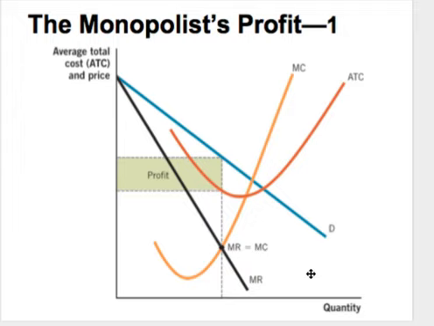Now we're going to finally put all of this information together to figure out how to calculate a monopolist's profit. So here we have the case where the monopolist has the downward sloping demand curve as well as the downward sloping marginal revenue curve. And there is a marginal cost curve that is initially decreasing and then increasing, as well as an average total cost curve that is decreasing as long as marginal cost is below the average total cost, and then increasing once marginal cost begins to exceed the average total cost.